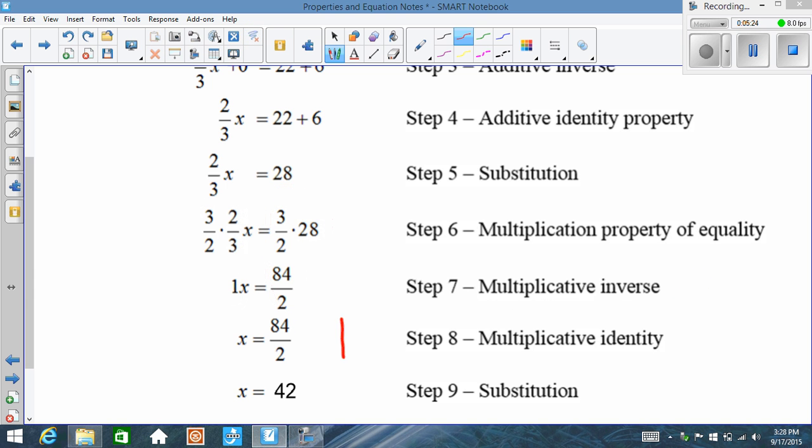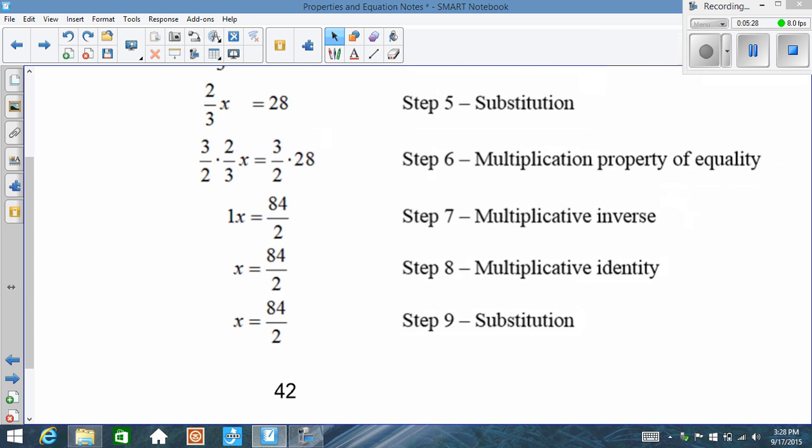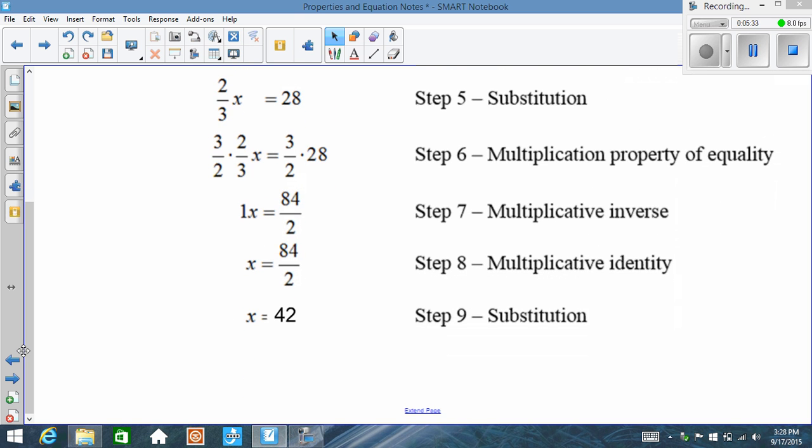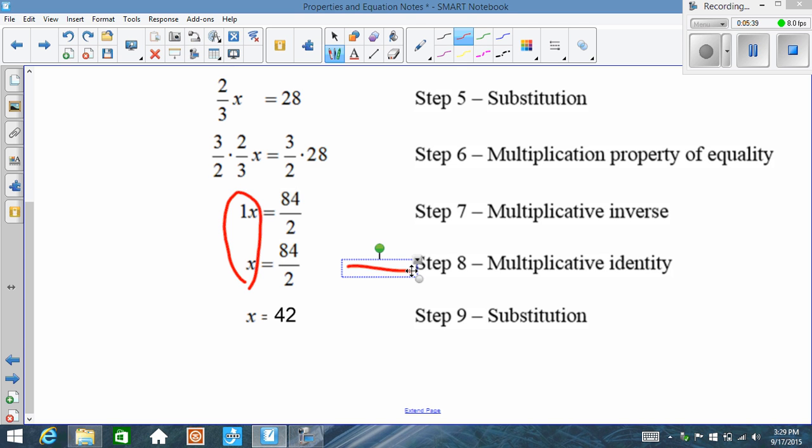The next step from 7 to 8 is this here. All right. So from 7 to 8, what changes is this side over here on the right. 1x times x, that's the identity. And then what changes from here to here is just the answer, which is substitution.